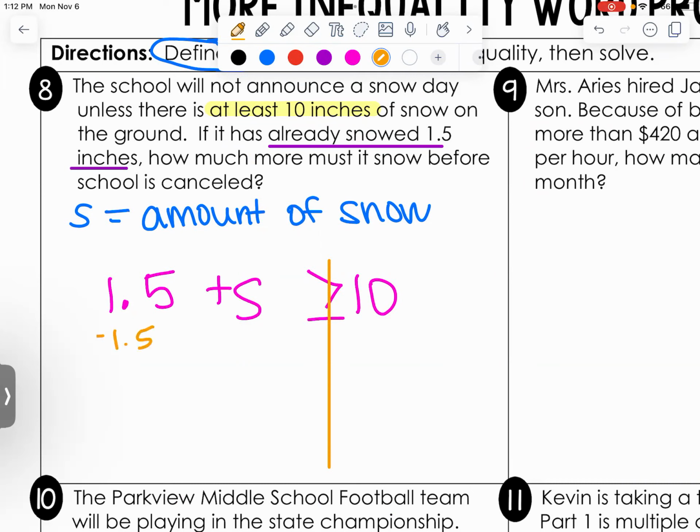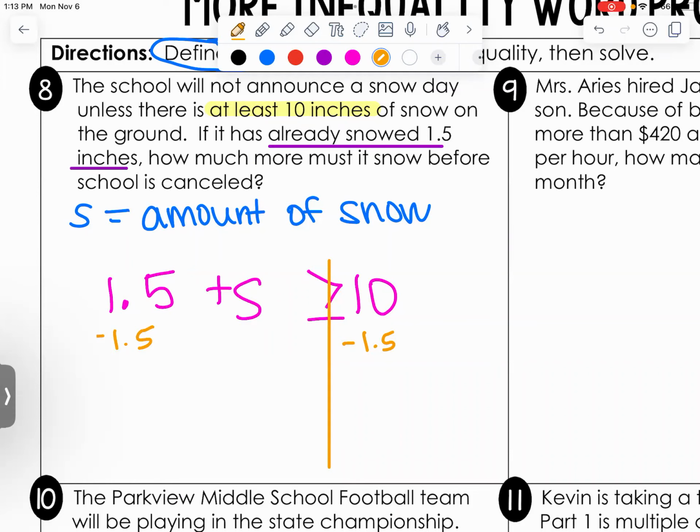Minus 1.5? Yes. Why would it be minus 1.5? This is 1.5. No, the plus 5. That's S. That's an S. So maybe S isn't our smartest choice.